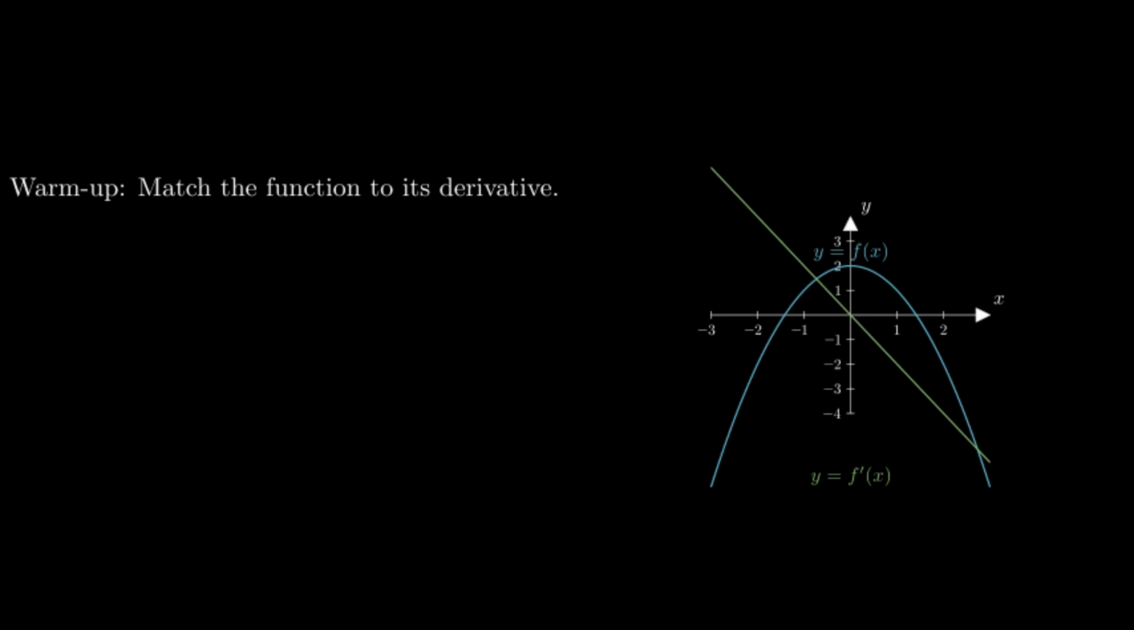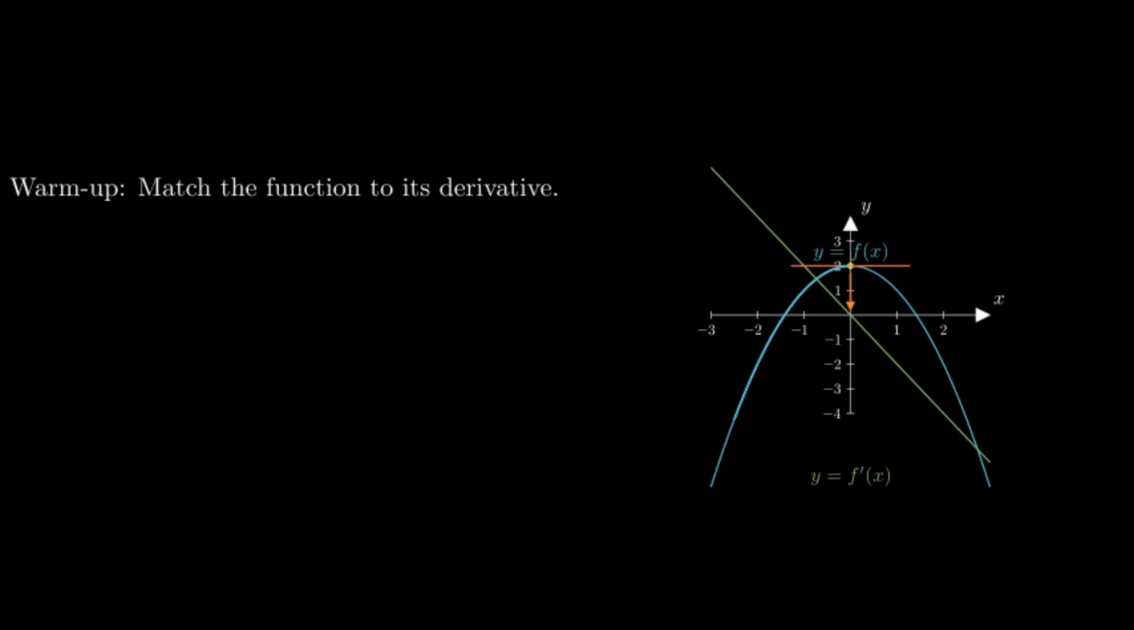Okay, let's analyze this together. Remember, the derivative's value at any point x represents the gradient or slope of the original function at that same x value. Let's look at the parabola. Notice the very top of the curve, its vertex. The tangent line here is perfectly flat, meaning its gradient is 0. If the parabola is our original function f of x, then its derivative f prime of x must be equal to 0 at this x value. Looking at our line graph, we can see that it crosses the x-axis right at this point. This means the y value of the line is 0 here, which matches the gradient of the parabola.